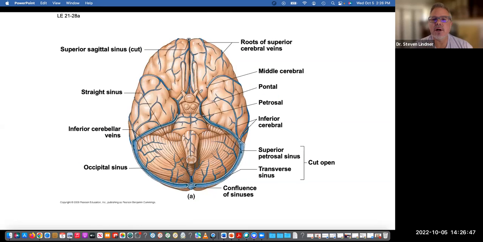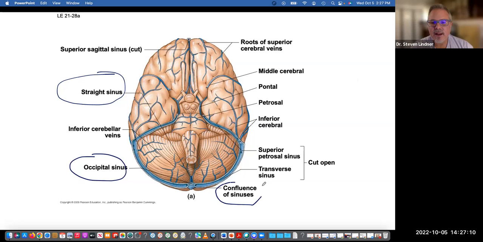Okay, so here's a larger view again from the inferior perspective. Let's look at which ones I want you to know from here. Here is the straight sinus. Here's the occipital sinus, confluence, transverse. Those are the biggies, and superior sagittal.